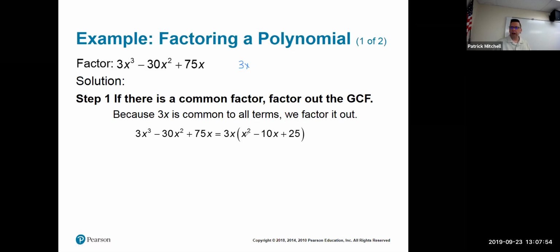Again, when you're trying to figure out what that other factor is, just imagine that you're dividing each term by 3x. So that's how you get the x squared. That's how you get the minus 10x. And this is how you get the 25, right? Okay. So now, this is a trinomial with leading coefficient 1. So those are the ones that are really simple. Just think of two numbers that add up to -10 and multiply to 25. And you don't have to think about it very long before you figure out that those two numbers are -5 and -5, right?